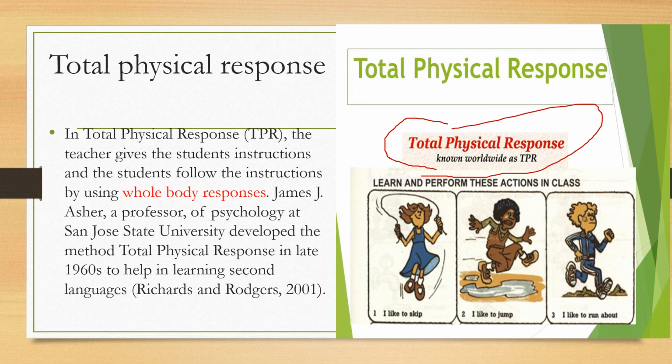I like to jump, the teacher might jump and students might repeat after her. I like to run about, she might do the running action and students might repeat after her. So this is very good for teaching in initial years or primary classes like KG1, KG2. Students learn a lot with the help of repetition or doing the action by repeating all these actions with the help of the teacher, of course. So the teacher gives the students instructions and the students follow those instructions by using full body response, the whole body response. That's what this method is all about.